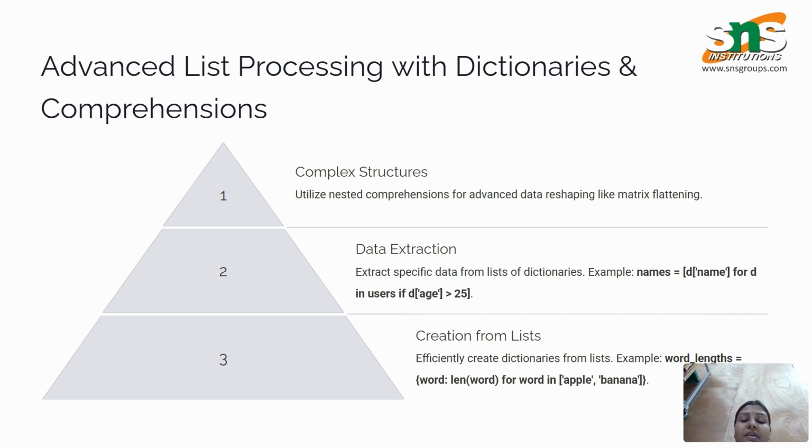Creation from list. Efficiently create a list from a list. Example, word_length is equal to len(word) for word in apple, banana.